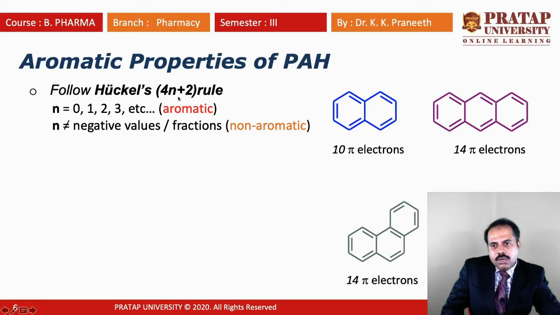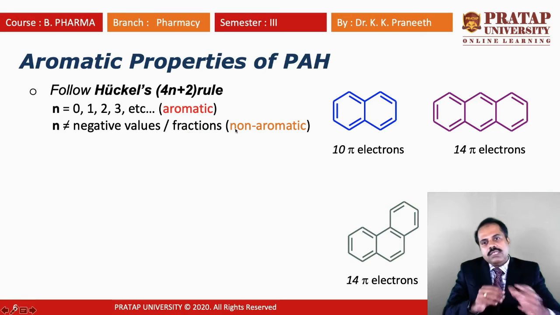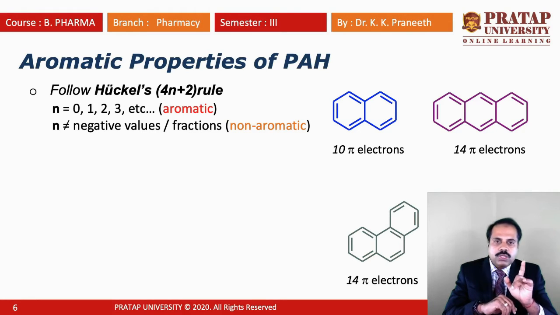In this rule, the n should be a positive integer. If it is an aromatic compound, n is 0, 1, 2, 3, etc., a positive integer. Then it is called an aromatic compound. But when we solve this using this equation, if we get a negative value of n or fractions, then it is non-aromatic, that is not an aromatic compound. The n value should be a positive integer.